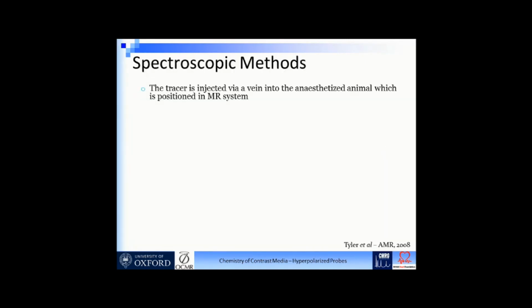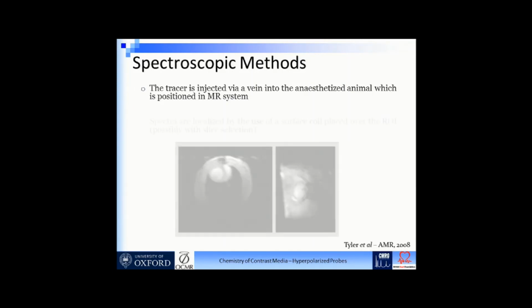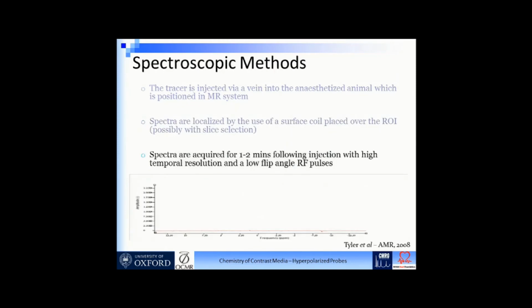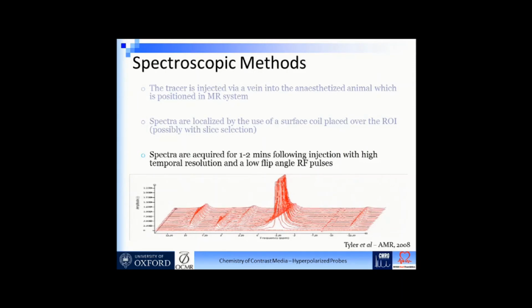There are a range of different ways that you can acquire data from these hyperpolarized tracers. The most obvious and simple one is to use a simple spectroscopic method. The tracer is injected into a sample or into an anesthetized animal via a tail vein or any other vein that you want to use, previously positioned in the MR system. The spectra then generally get localized with the use of a surface coil or slice selection to narrow down the field of view. This is just an example of the localization we use on our cardiac samples. Then you acquire spectra for 1 to 2 minutes as the signal decays following injection, with high temporal resolution, low flip angle RF pulses.